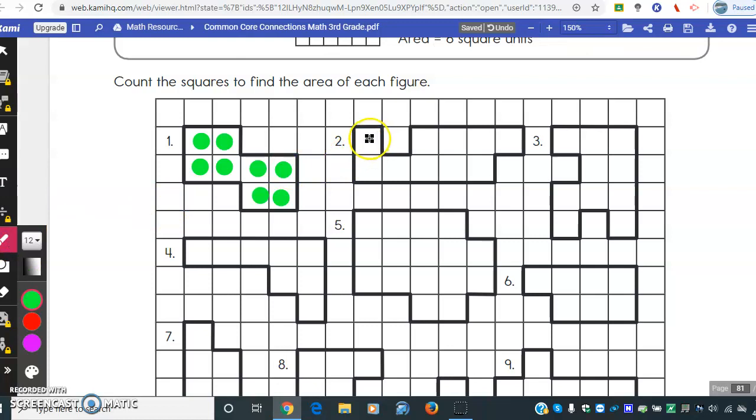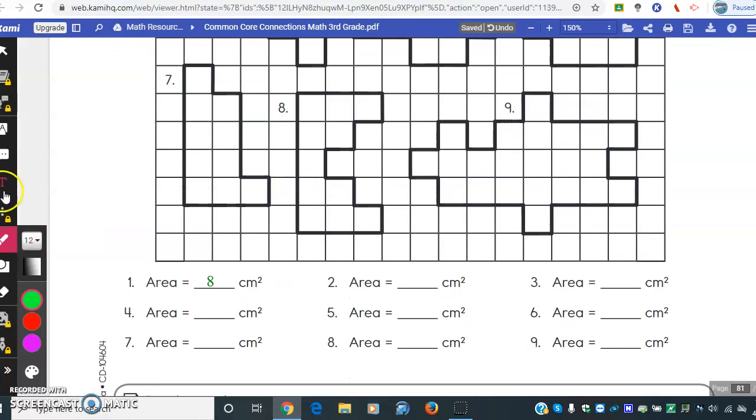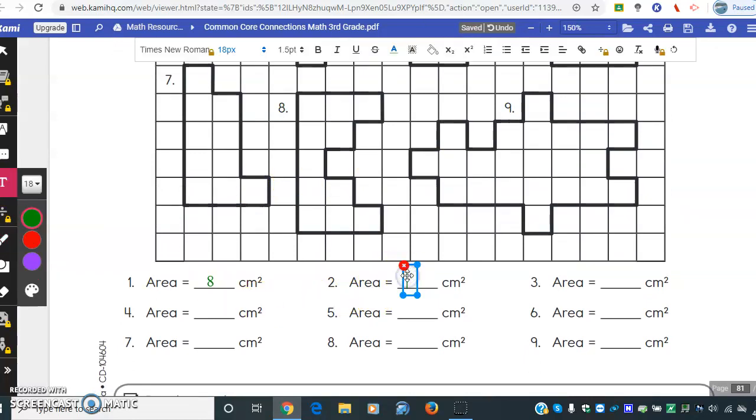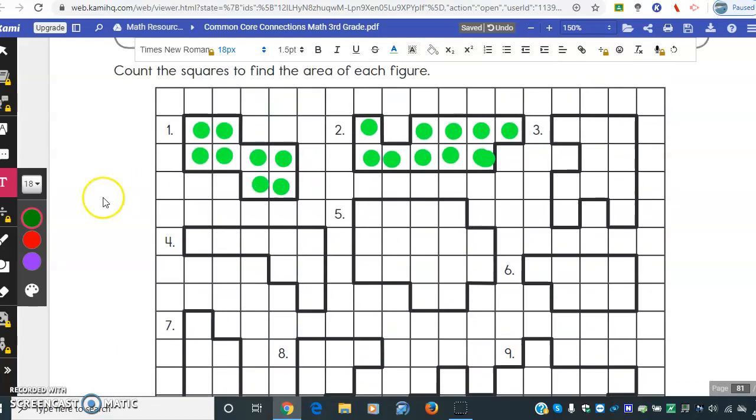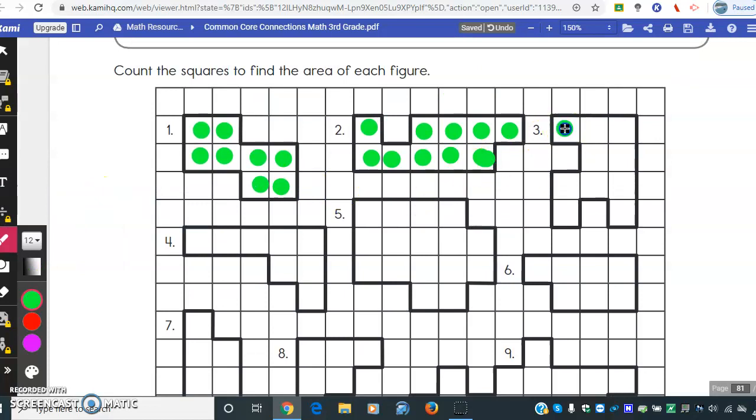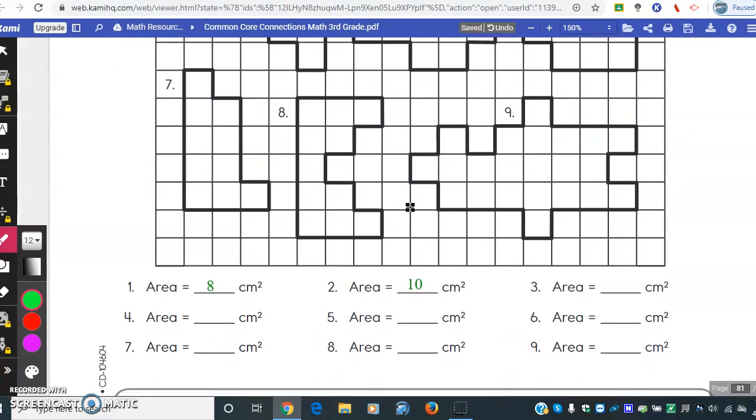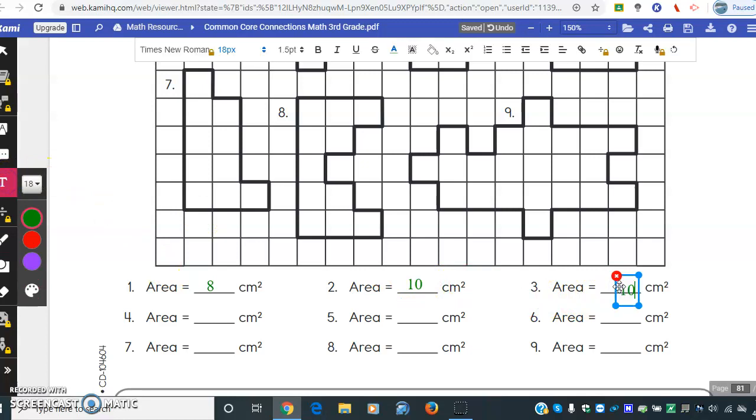All right, number 2, 1, 2, 3, 4, 5, 6, 7, 8, 9, 10. Well, that was a little messed up, but 10 is my area, and I'm going over because number 2 is where I'm at. All right, 3. 1, 2, 3, 4, 5, 6, 7, 8, 9, 10. So we're going inside the black lines. The area inside the black lines is what we're going with. So again, 10.